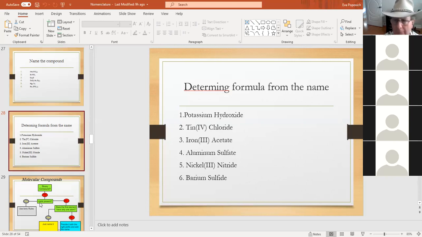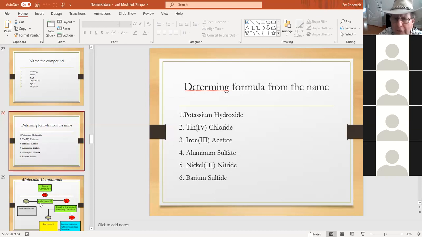Aluminum sulfate. What's the charge on aluminum each and every time? 3. I don't need to put the 3 in there because it's a type 1. So if aluminum has a +3 charge, what does sulfate have? -2. So what are my subscripts? 2 on aluminum, 3 on sulfate. Al2, parentheses, SO4, close parentheses, 3.